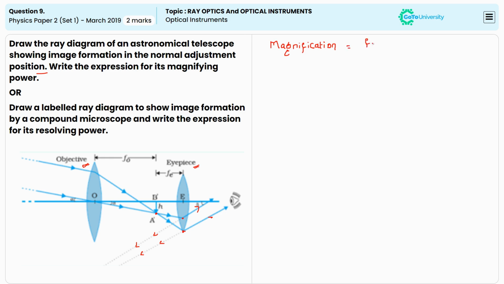The magnification is given by M is equal to f naught divided by fe, or we can write this as M is equal to beta divided by alpha. Here alpha is the angle between the principal axis, where the two lenses are placed coaxially, and the light rays falling from the object. Beta is the angle between the axis and the rays emerging from the eyepiece. Beta divided by alpha is the magnification.